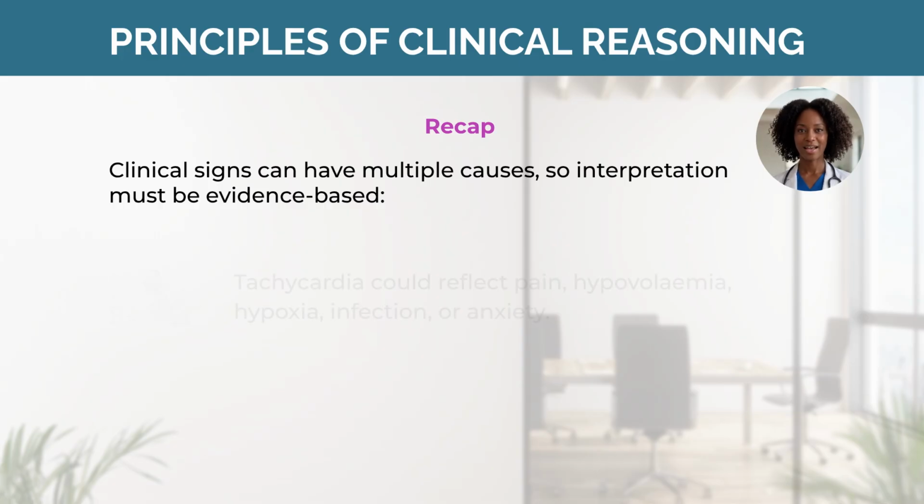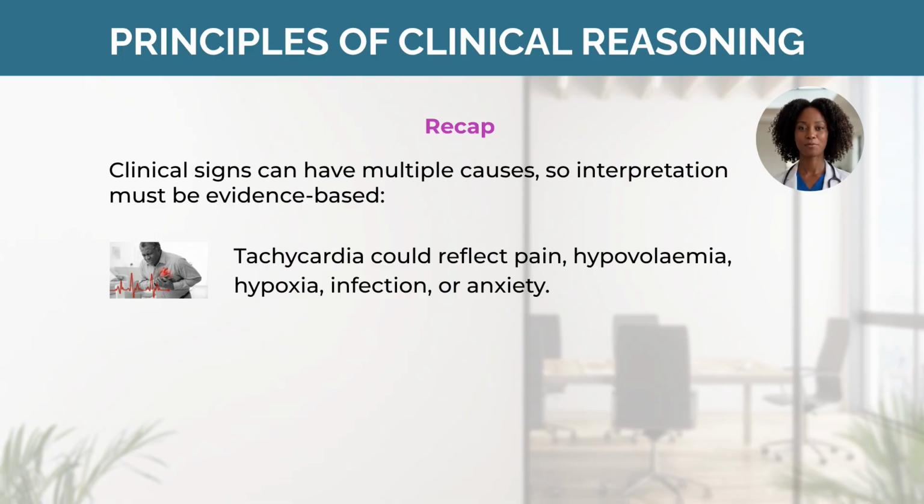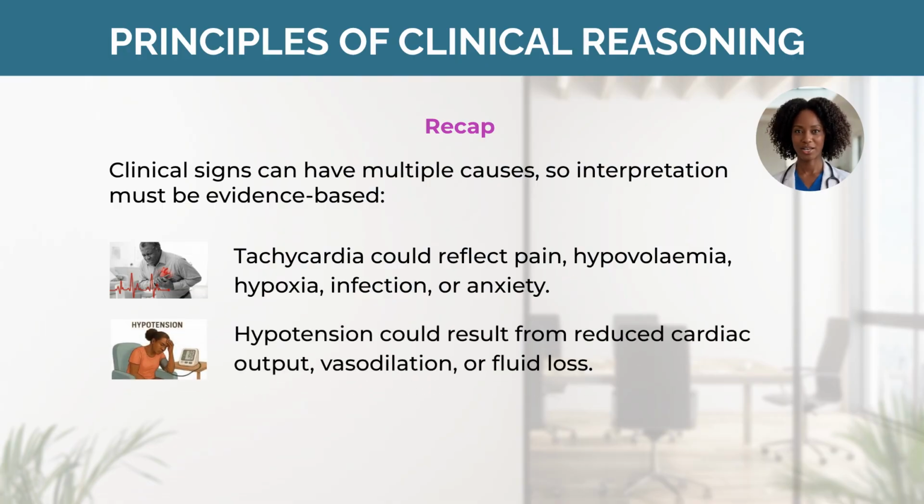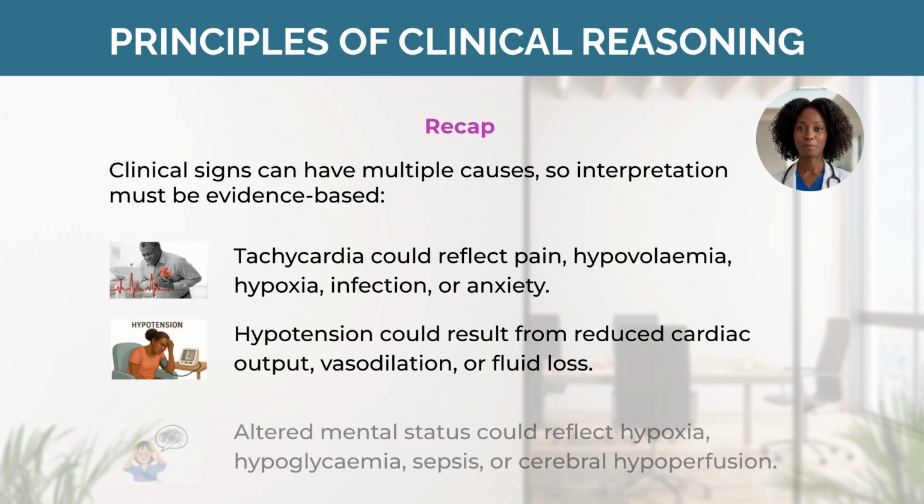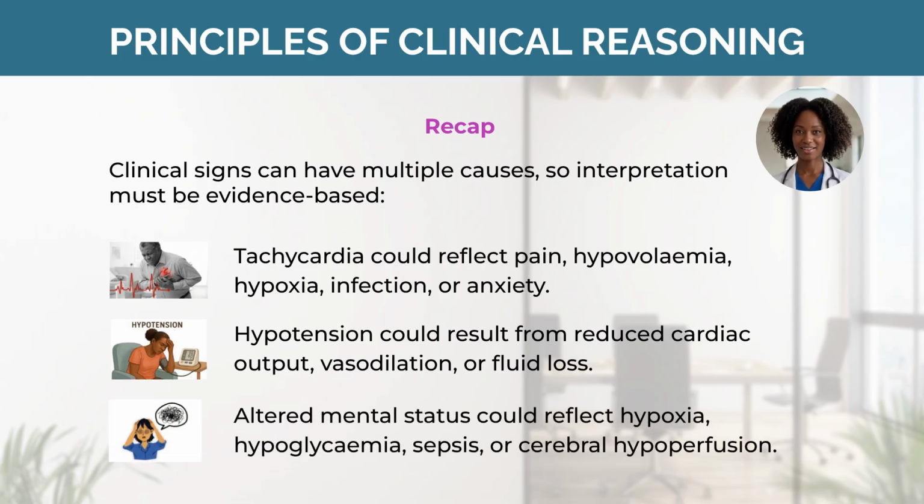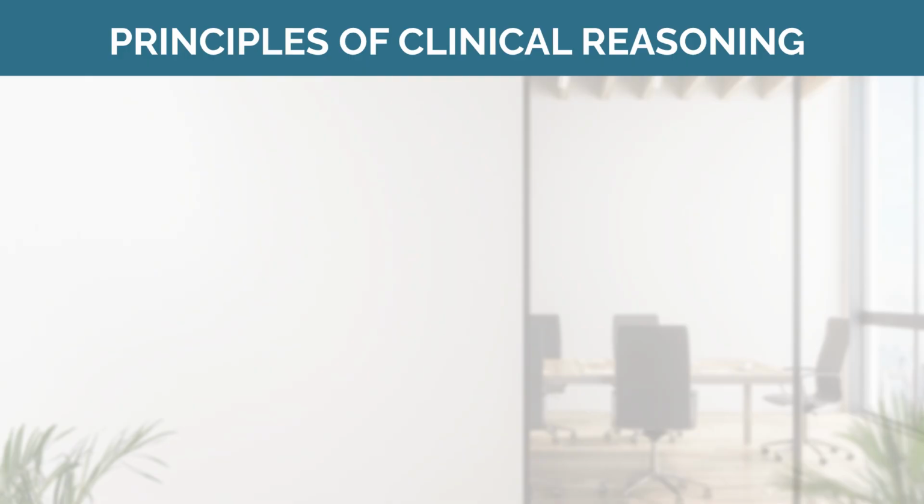For example, tachycardia could reflect pain, hypovolemia, hypoxia, infection, or anxiety. Hypotension could result from reduced cardiac output, vasodilation, or fluid loss. And altered mental status could be due to hypoxia, hypoglycemia, sepsis, or reduced brain perfusion. We said that it is good to always use the clinical data provided to justify your most likely causes, not assumptions. We will begin by seeing how we can avoid thinking errors.